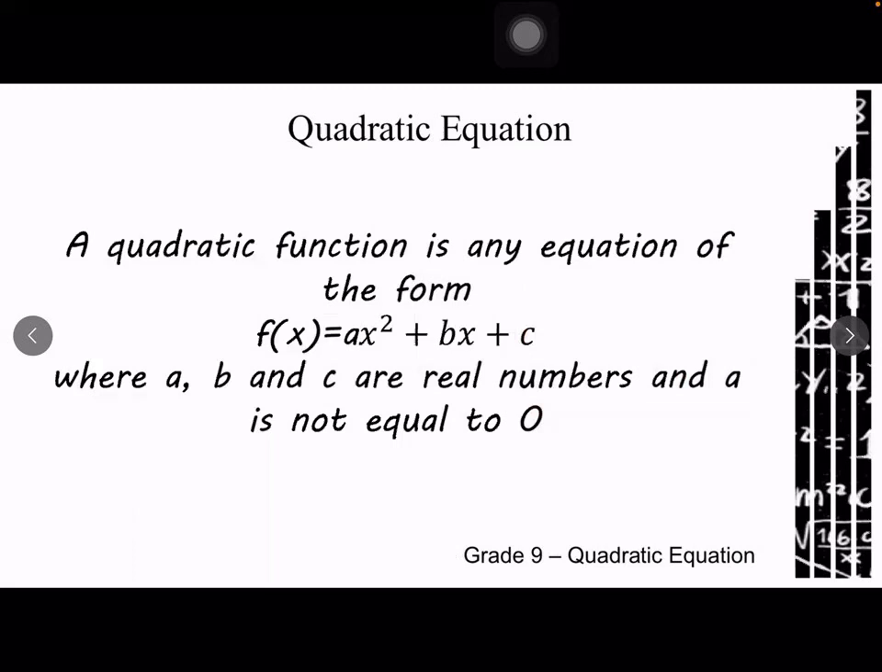A quadratic equation, or quadratic function, is any equation of the form f of x is equivalent to ax squared plus bx plus c, where a, b, c are real numbers and a is not equal to 0. In this definition, let us elaborate further by analyzing it phrase by phrase, word per word, and the entire definition. Let us proceed first with the word quadratic.